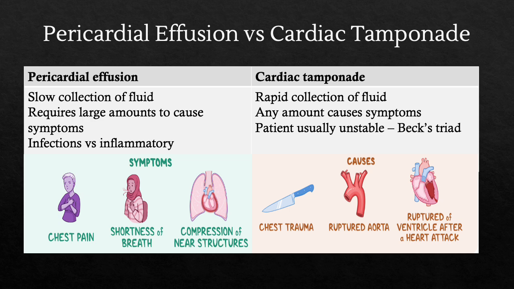more stable. While a cardiac tamponade is usually caused by chest trauma, rupture of an aorta, or rupture of the ventricular wall following an MI. This is a rapid collection of fluid, and any amount of fluid can cause symptoms. These patients are usually more unstable, and if you are lucky, they do present with a Beck's triad.